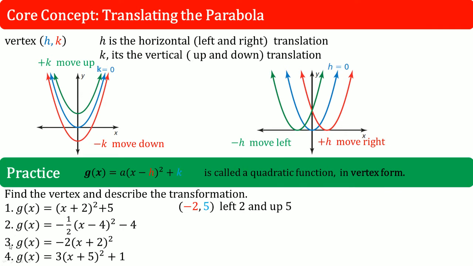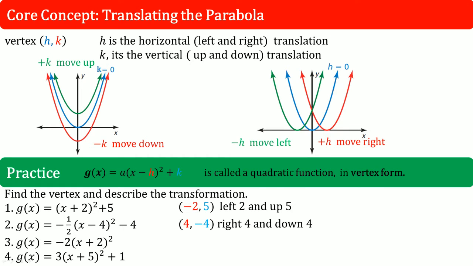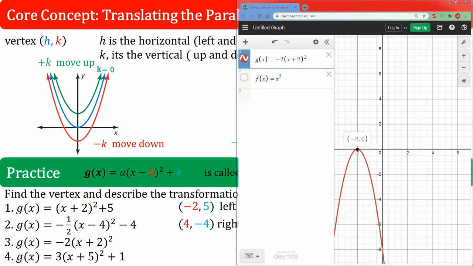Let's do that for 2, 3, and 4. Number 2, the vertex form. That's graph to see. You go 4 to the right, then 4 down, because the vertex is at (4, -4). Number 3, the parabola just moves 2 to the left, where the vertex is (-2, 0).